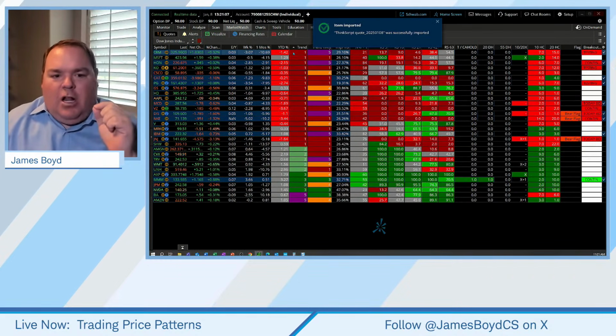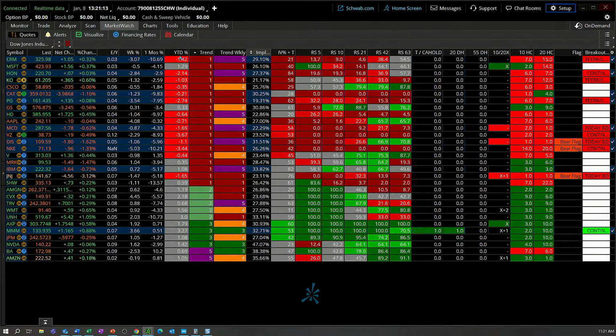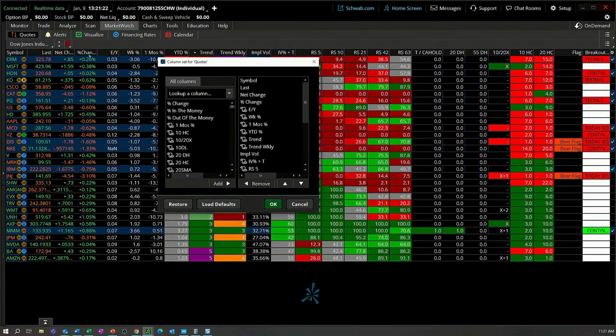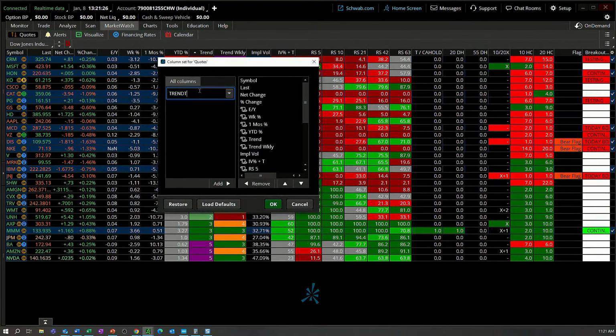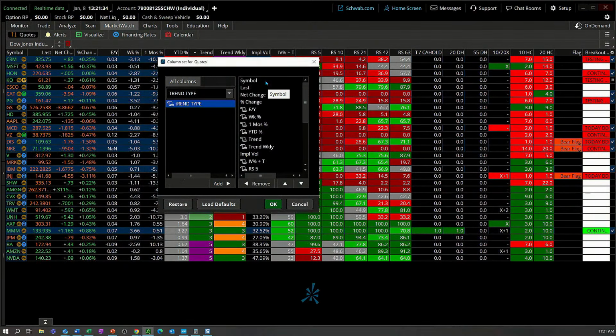So on any of these column headings now, in this case, I'm just answering this question, we could right click on any of the headings. Right click, customize, okay? What are we customizing? We're customizing the column headings, okay? And if I typed in trend type, which is what we called it, you're going to see it right there. And we could just add that to the current vertical column headings. That's all it is, okay?